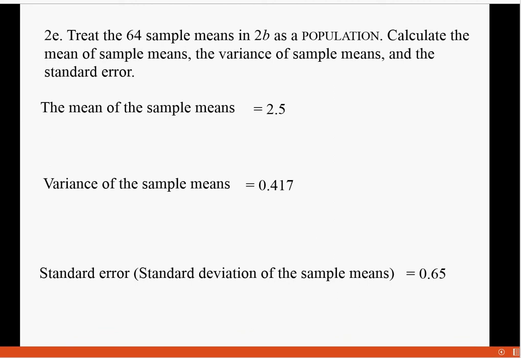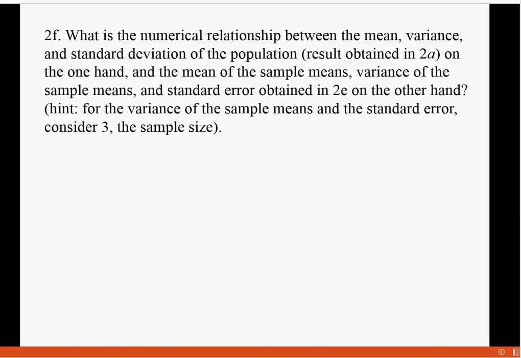So if your calculations are correct, they should be something like this. Okay? And make sure you verify these results through your own calculations. Okay. Now, 2f, what is the numerical relationship between the mean, variance, and standard deviation of the population results that you obtain in 2a on the one hand, and the mean of the sample means, variance of sample means, and the standard error obtained in 2e on the other hand? Okay. We did a similar thing in 1f.